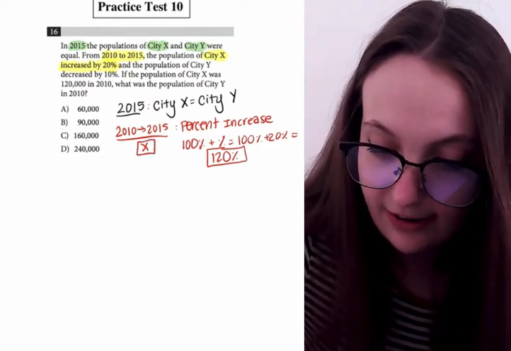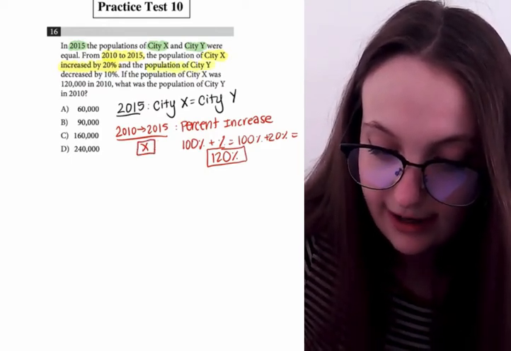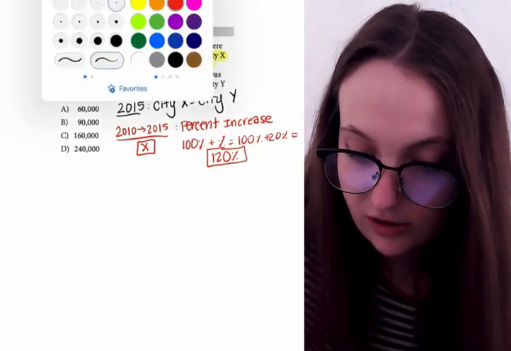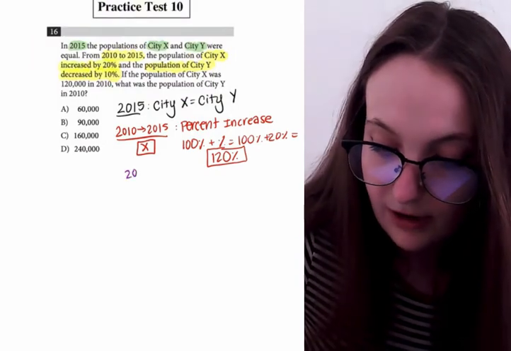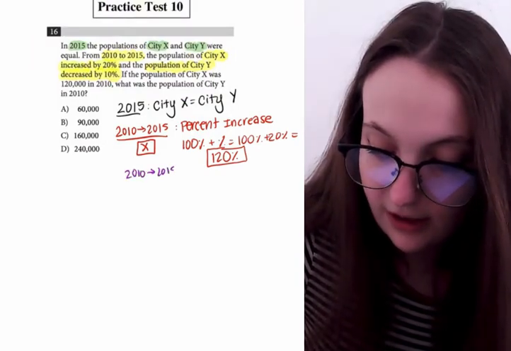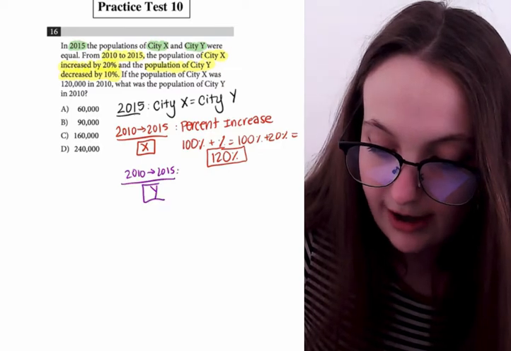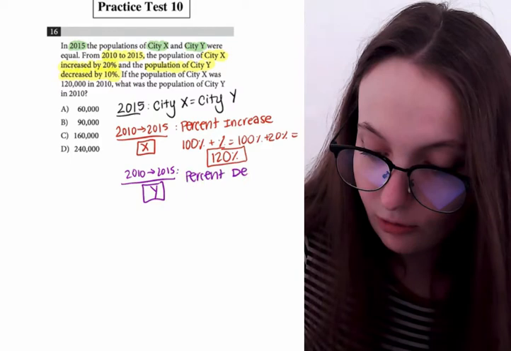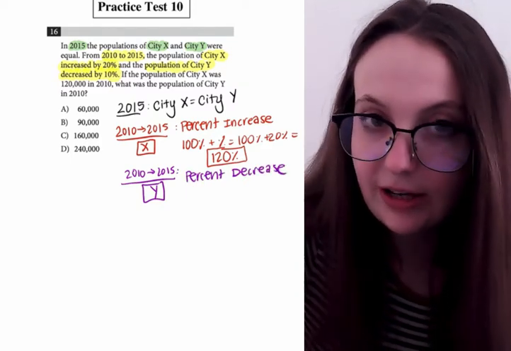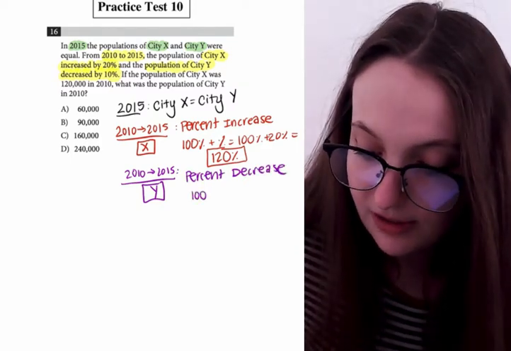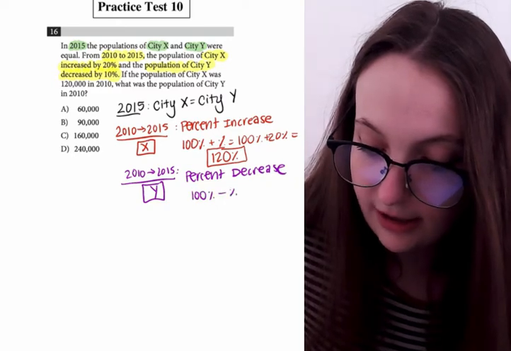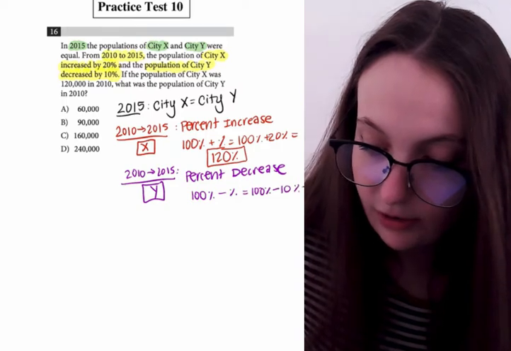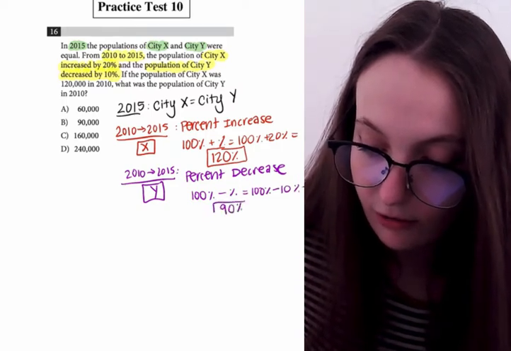Then they tell us afterwards the population of city Y decreased by 10% over that same time period. Let's do city Y in purple. From 2010 to 2015, we're talking about city Y. Here we're talking about a percent decrease. To model a percent decrease, we take 100% and subtract the percent. So 100% minus 10% gives us 90% overall.